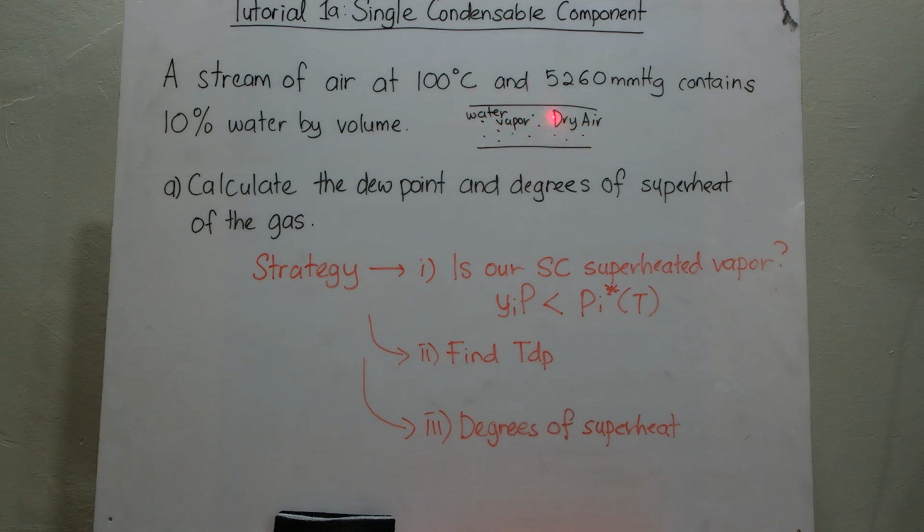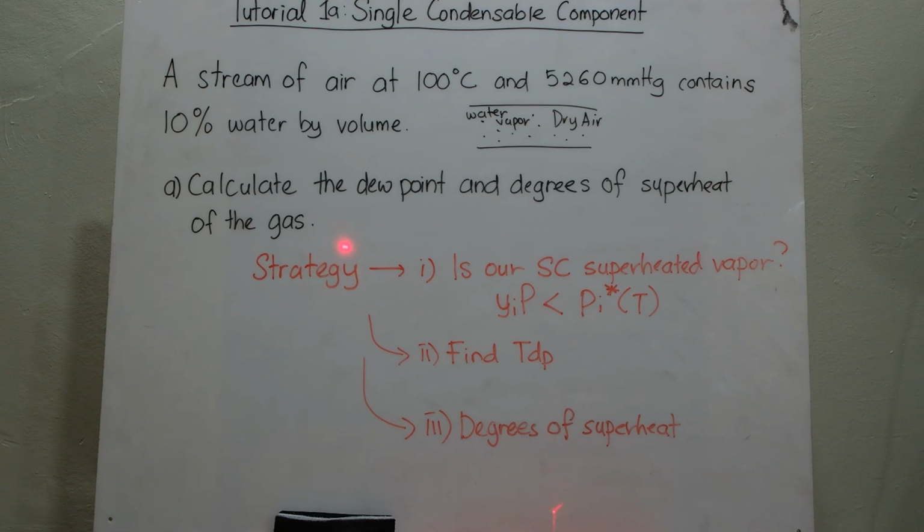So what will be the single condensable component in this system? The single condensable component in this system of gas is water vapor, because all the water vapor can be condensed in this system if we lower the temperature. So we have identified water vapor as the single condensable component. The question wants us to calculate dew point and degrees of superheat of the gas.